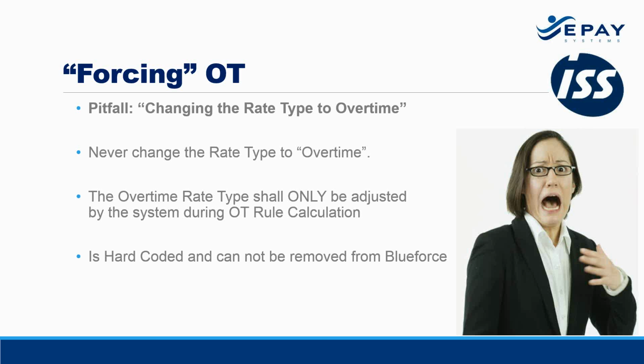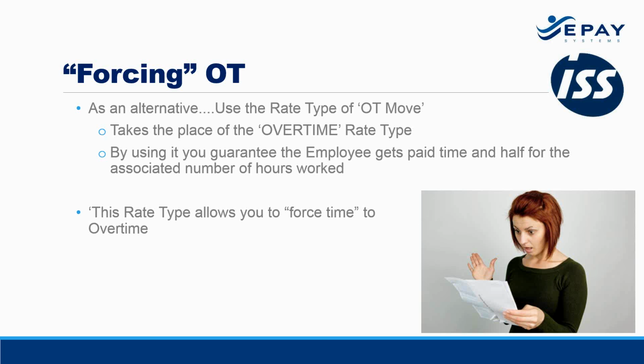Now, as an alternative, we have a rate type that I urge you to use, called OT Move. OT Move takes the place of overtime and allows you to actually guarantee that the employee gets paid time and a half for those associated number of hours worked. So if you need to, quote unquote, force overtime to an employee's time record, those hours that you code as OT Move will be treated as overtime. They'll be paid at time and a half.